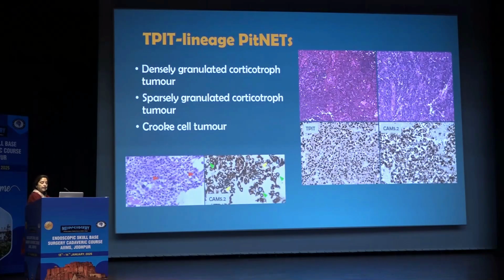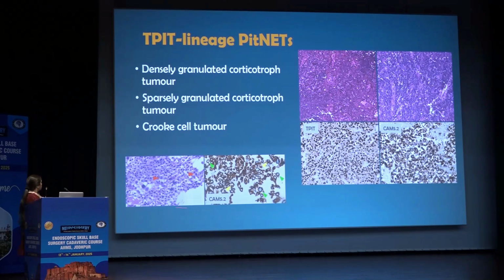This is the second category, that is T-PIT lineage PitNETs, and again other features are the same. The only identifying feature will be a strong nuclear positivity for T-PIT transcription factor. There is one more entity in this tumor, and that is a Crooke cell tumor.